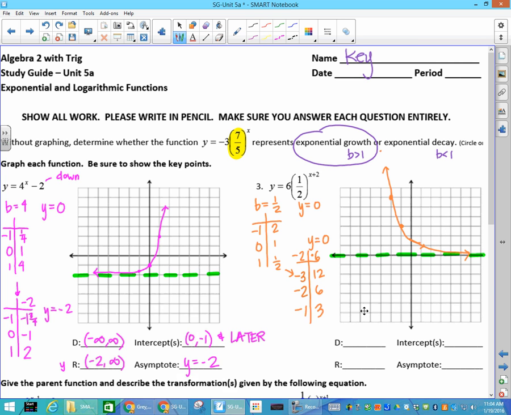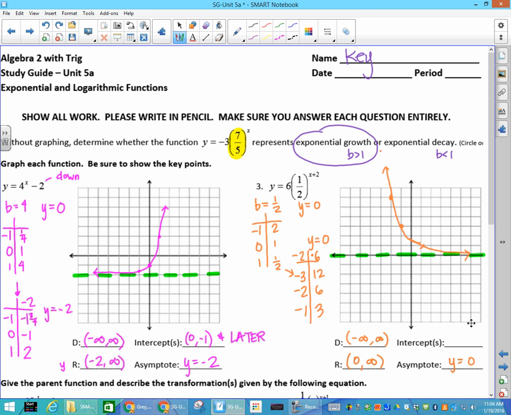All right, so domain, again, doesn't change. Negative infinity to infinity. Range, did it move? No, my asymptote didn't move. So that's 0 to infinity, and my asymptote is y equals 0.